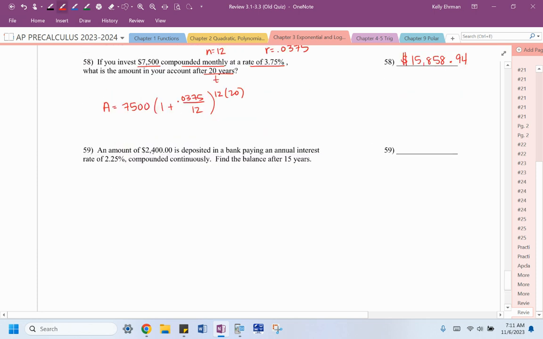And for this one, an amount of $2,400 is deposited in a bank paying an annual interest rate of 2.25% compounded continuously. So R is 0.0225. Find the balance after 15 years. So this formula is PERT: 2400 times e to the r t. T is 15.